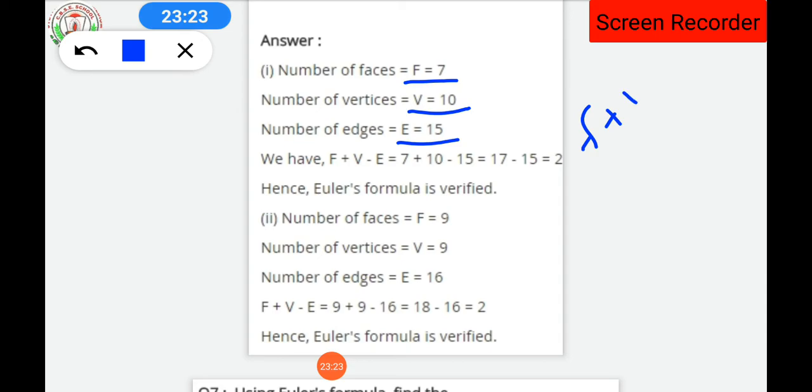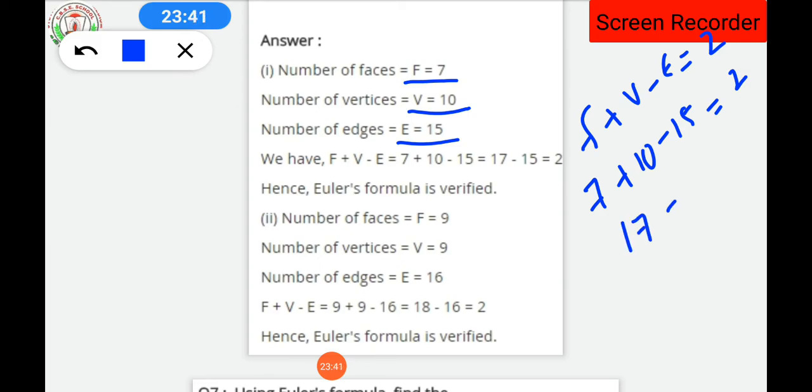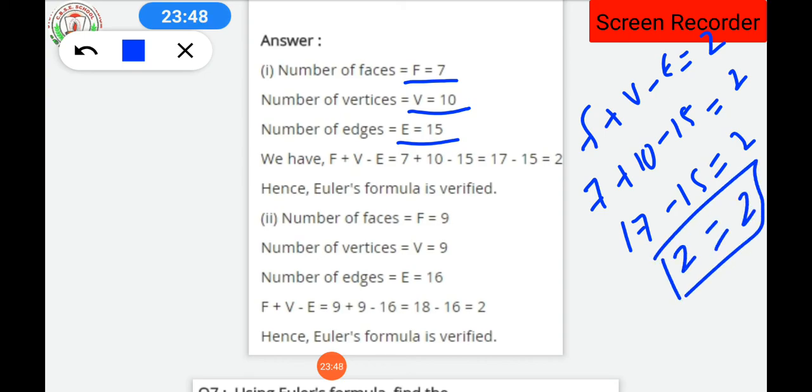F plus V minus E is equal to 2. So F is 7, vertex is 10 and edge is 15. So 7 plus 10 will be 17, 17 minus 15 will be 2. So we can see that here RHS and LHS are both equal, hence the figure is verifying Euler's formula.